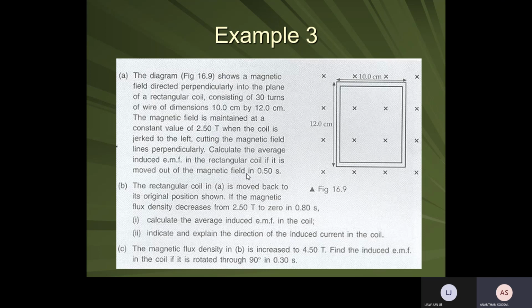Come on, one minute. Next slide, of course, is the answer. Try to figure out how the working should be. The entire rectangular coil has been moved away from the magnetic field entirely. How much is the EMF induced in this coil? EMF is the rate of change of magnetic flux linkage.